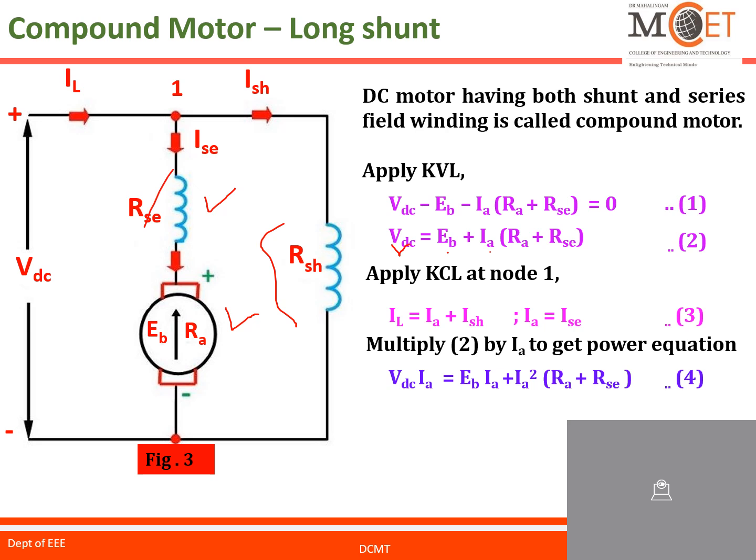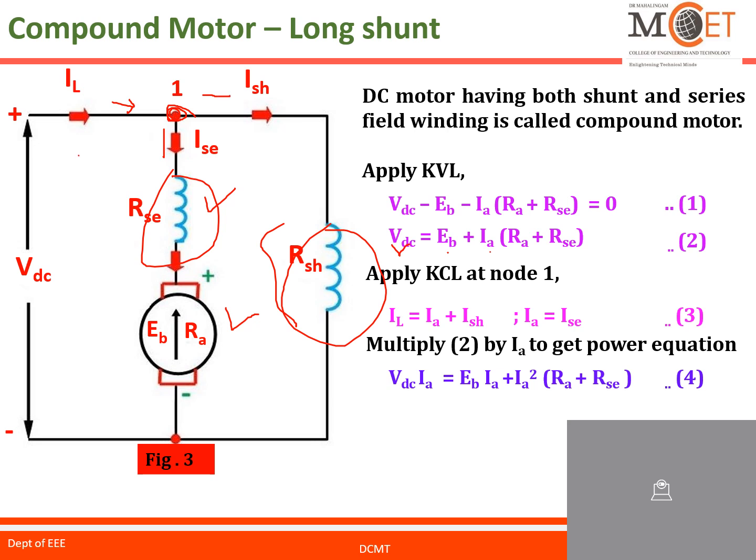This is series field, this is shunt field. Same like a series motor, we can consider RA plus RSC. So VDC equals EB plus IA into RA plus RSC. Again, if you want to know the current values, you can apply KCL at node 1. So this is the input current IL, which is divided into two paths. The first path is ISC, which is IA, then this is ISH, the shunt field current.